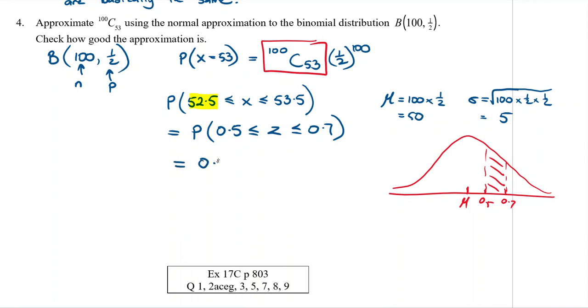It should be 0.7580. Did you find that? And then you minus 0.6915. And you get 0.0665. That should be a 0, sorry, messy.